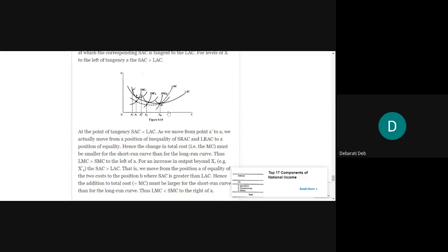This is the best point for a plant. This is the best point in the sense all the cost will be minimum and the optimum level of output can be obtained here at this point. Understood? I don't know. I'm talking to the laptop, I think.